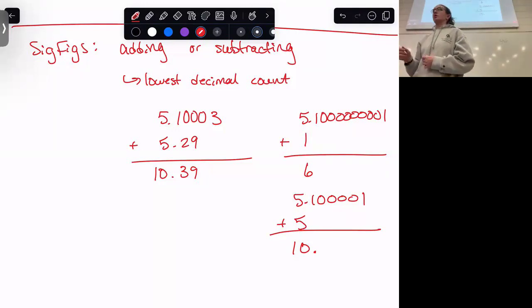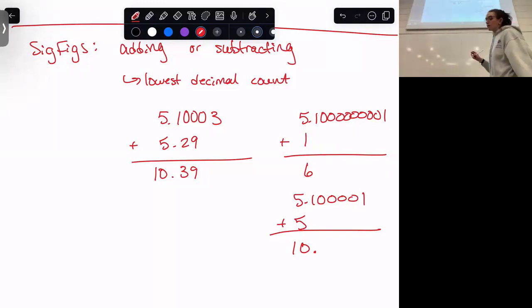Questions on adding or subtracting? Yep. So we only have, like, there's no decimal place after your 5, but that 5 is significant. So you need at least the ones place. That means that anything in front of the ones place is significant as well, because it's accurate to the ones place.